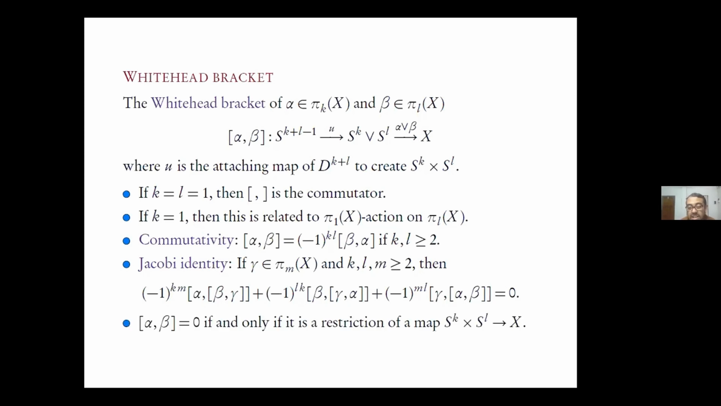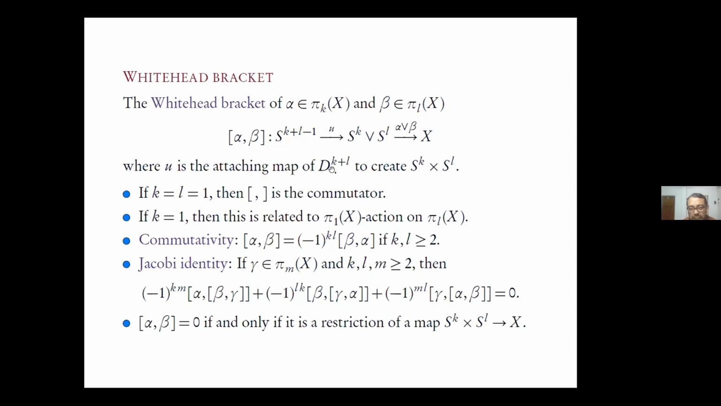And so one observation here, because of how we described this, it's almost immediate if you think about it, that this Whitehead bracket is 0 if and only if, see, this is a map from some sphere to X. And when is this map 0? This map is 0 if it is null homotopic, meaning if I can put a disk mapping into X whose boundary is this.